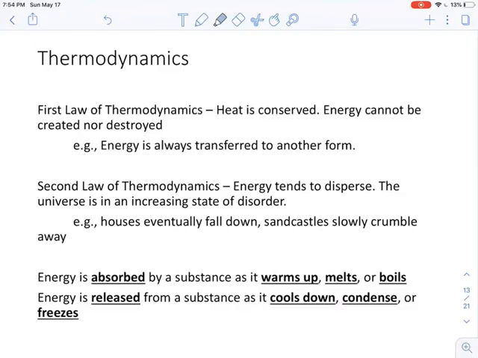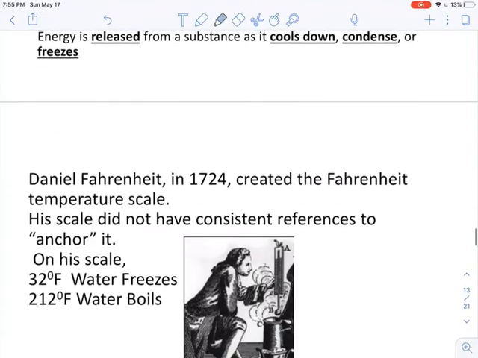And then the second law of thermodynamics is that energy tends to disperse. The universe is in an increasing state of disorder. Energy is absorbed by a substance as it warms up or boils. It's gaining energy, and then it's released from a substance when it cools down, condenses, or freezes.